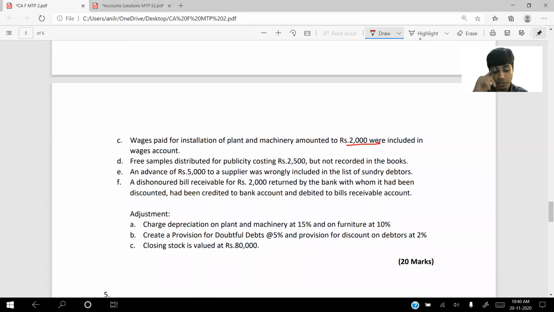Free samples distributed publicly costing rupees 2,500 but not recorded. Free samples is an expense. The journal entry is advertisement expense account debit to purchase account. I would have to subtract it from my purchases, and write it on the debit side of my P&L account. Let us do this.